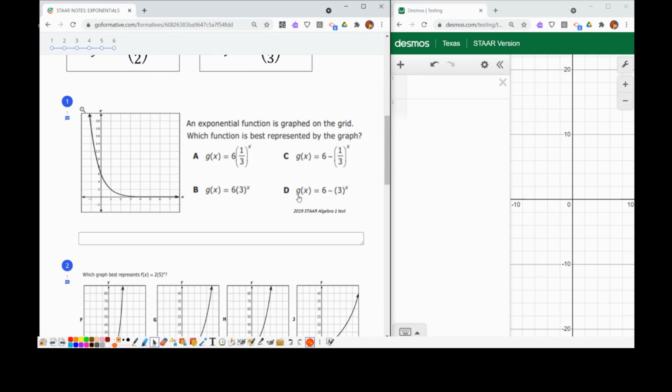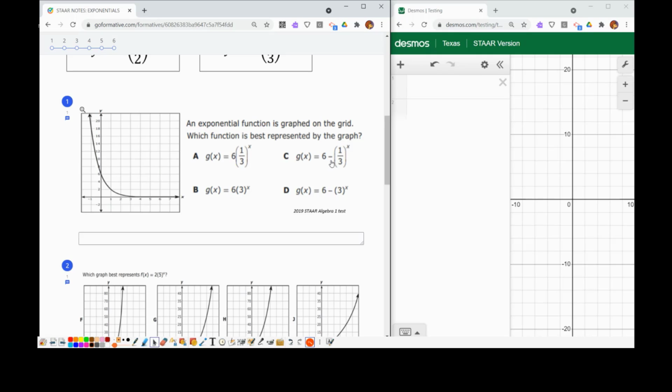For example, here we have one of the questions from the 2019 STAAR Algebra 1 test. The problem says an exponential function is graphed on the grid. Which function is best represented by the graph? Here we have 4 multiple choices, 4 equations, and which one of these represents this graph?